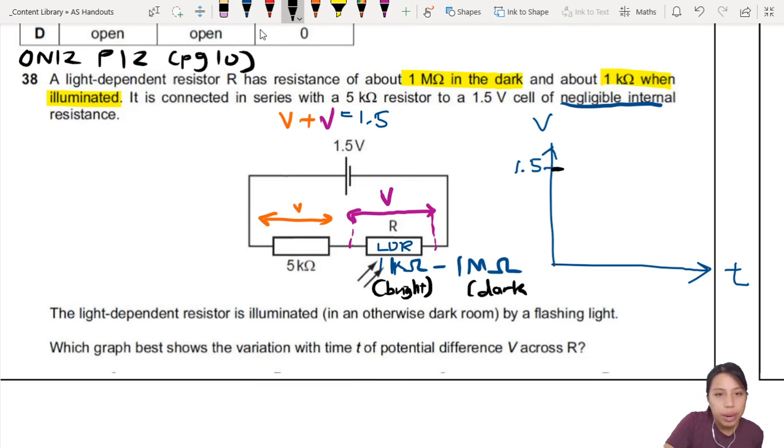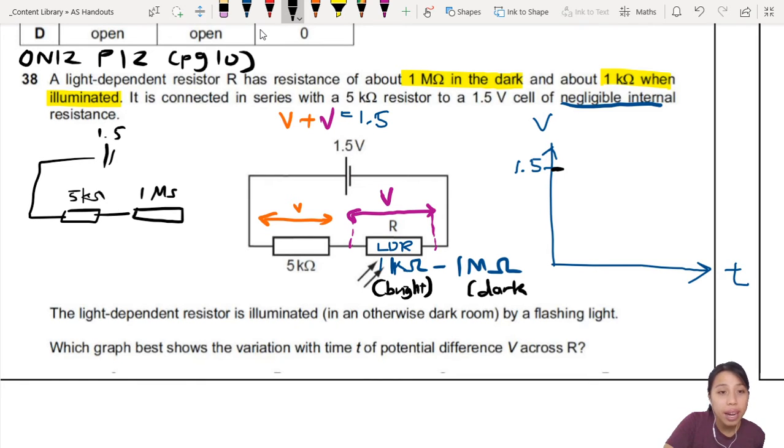Because when you draw it like this, 1.5, 5 kilo ohm, and 1 mega ohm. Wow. That means almost all the potential drop will be across this 1 mega ohm, because its ratio is so big. This V is big, means almost 1.5. How do I know that?